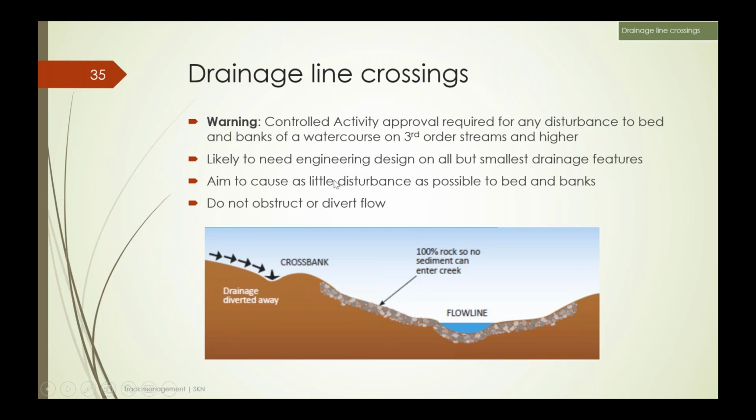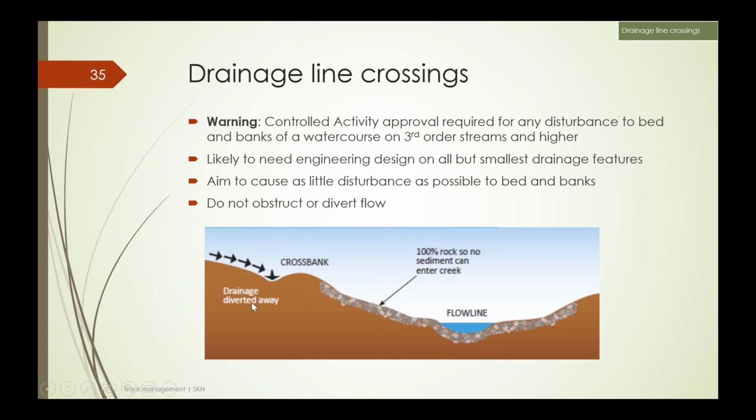So the aim of a drainage line crossing is really to create as little disturbance as possible to the bed and the banks of the channel, to allow the channel to do its work, to convey water and not have the flow obstructed or diverted in any way.